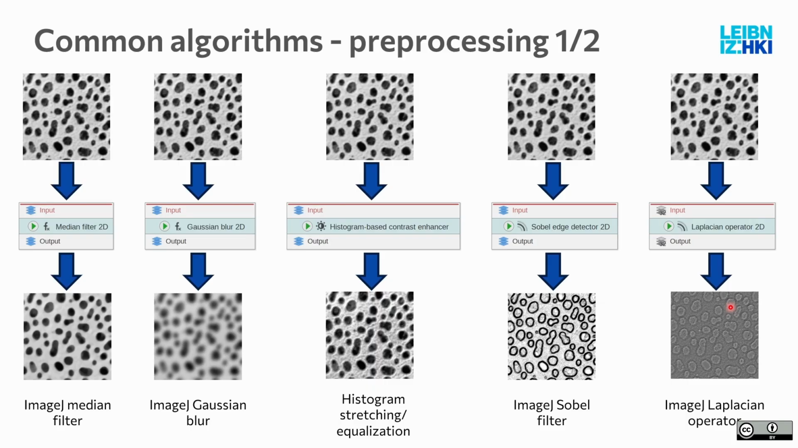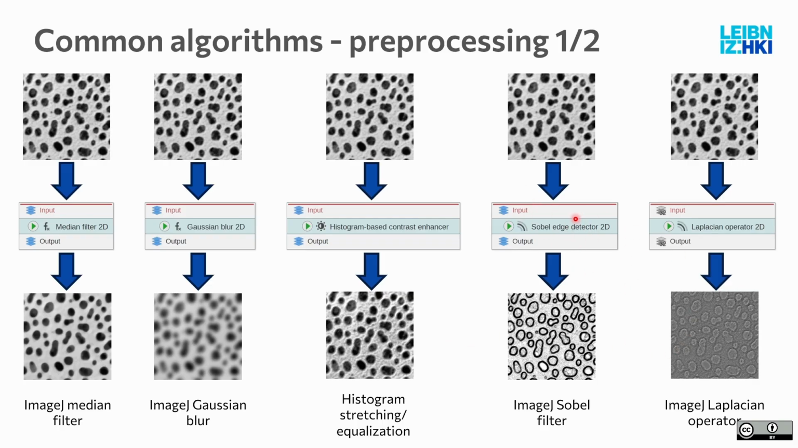Then the pre-processing algorithms, how they are called in JIPipe. We have already used the median filter 2D to get a simple median filtering. It's exactly the same one as ImageJ does. There's also a Gaussian blur 2D variant, because there's also a 3D. And for histogram enhancement, in ImageJ it's in Process, Enhance Contrast. In JIPipe it's called the histogram-based contrast enhancer. There you have both the histogram stretching and equalization, and some more settings that are also available there. They're all the same as in ImageJ.